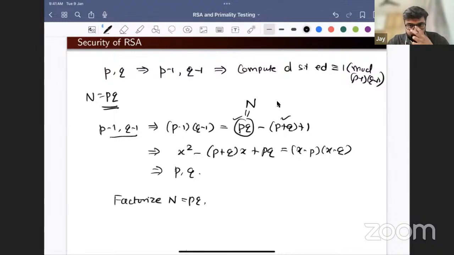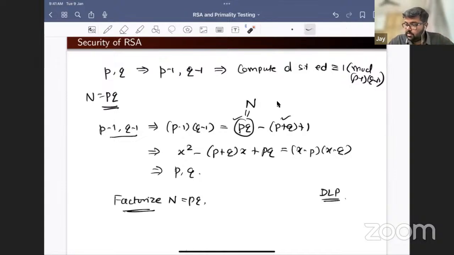There are two major problems. One is called the discrete logarithm problem, which we are not discussing in this talk, and one is factorizing a product of primes. So the difficulty of RSA is based on this.